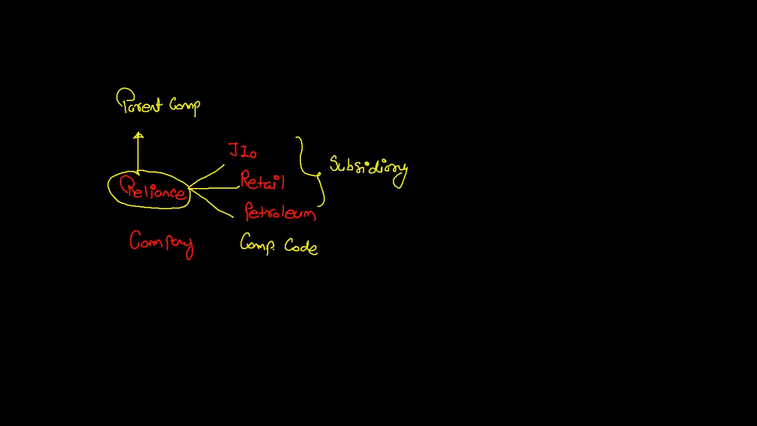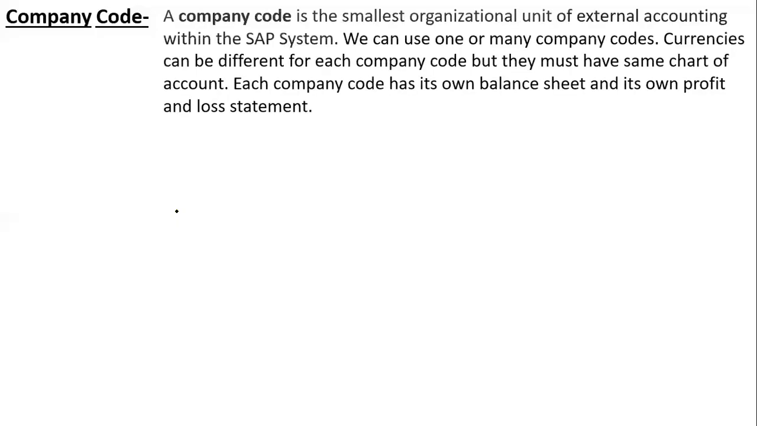So what is company code? Company code is a part of the company, or you can say it is the subsidiary of the parent company. And one company can have multiple company codes. Theoretically, a company code is the smallest organizational unit of external accounting within the SAP system, and we can use one or more company codes for one company. And the currencies can be different for each company code.